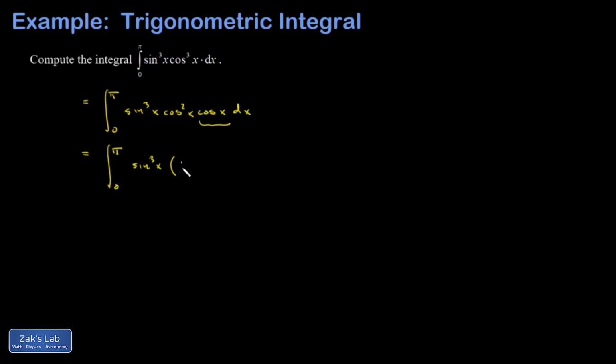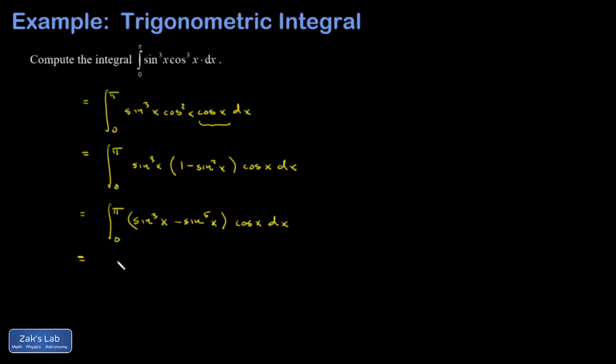Cosine squared, that's 1 minus sine squared. I'm going to distribute. And so I have two powers of the sine function, each of which is sitting right next to a cosine, which takes care of the chain rule. So this is just the power rule for integration.